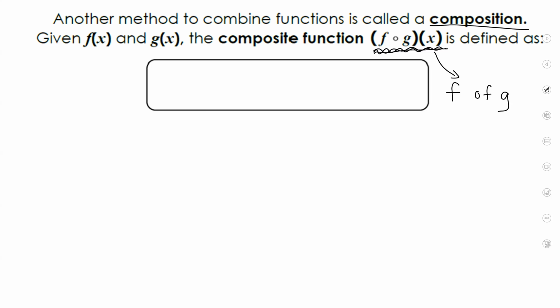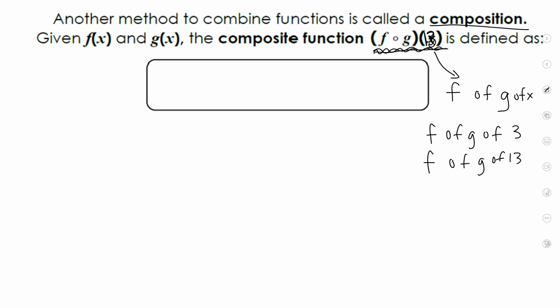If there's an x right here, we'll say f of g of x. If there's a 3 right here, we'll say f of g of 3. If there's a 13 right here, we would say f of g of 13. That is how that is said, okay?